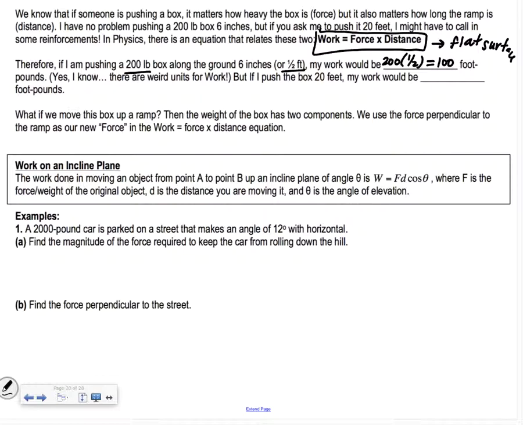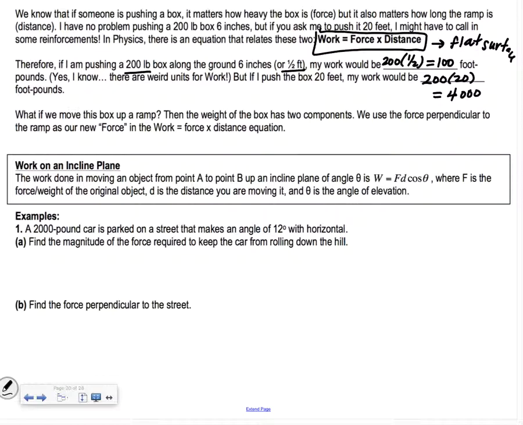All right, so there's really strange units for work. If I push the 200-pound box 20 feet, the work is a lot more. It's 4,000 foot-pounds. Okay, so it ends up being like 40 times what the other one was.